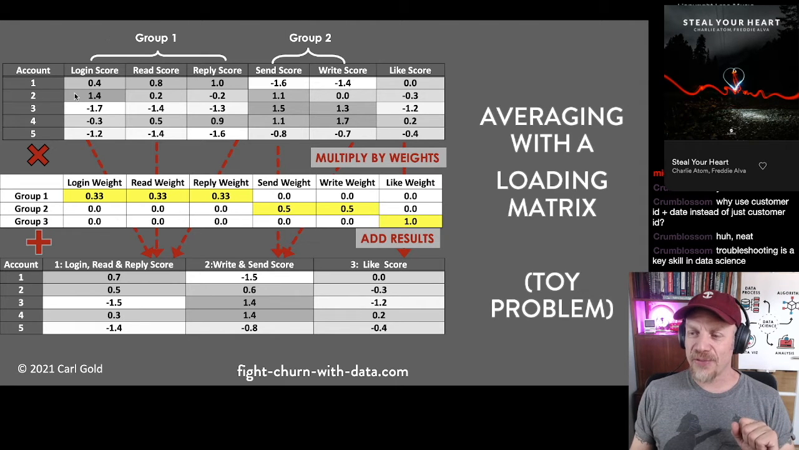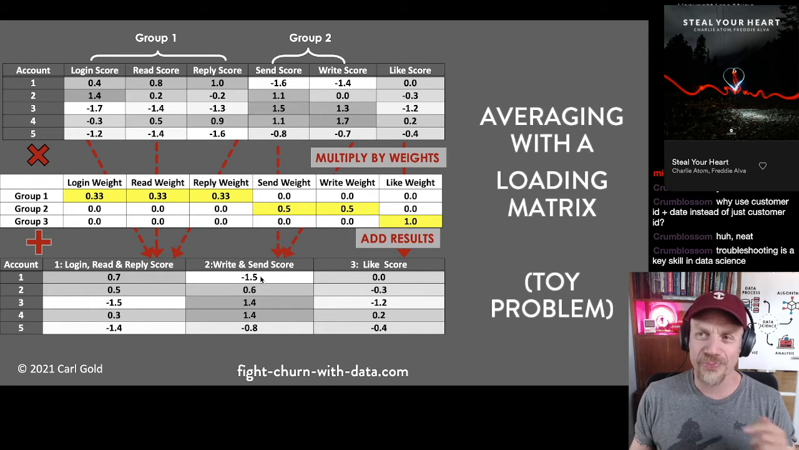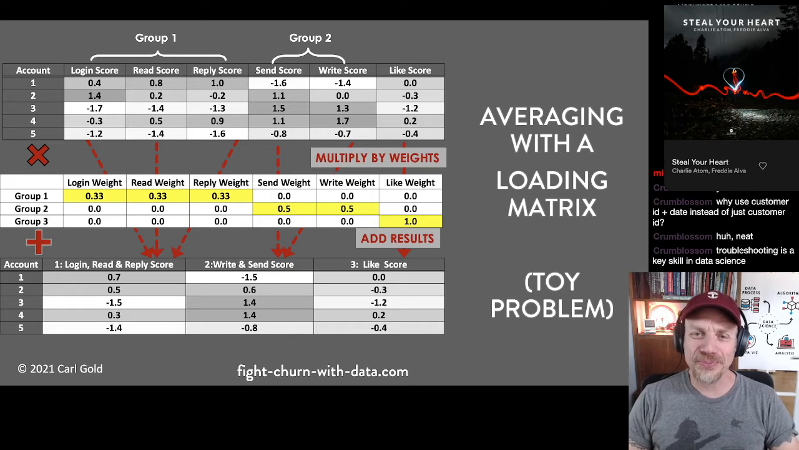So if we're going to group together these 3 metrics, what we do is average them by multiplying them all by 0.33 and then adding them up. So for this first customer, if we average together 0.4, 0.8, and 1, we'd get 0.7. And that would be like our score for these 3 metrics combined. Same trick here, but we're indicating the weights for the average on another line of the loading matrix. And in this case, because there's only 2 to average together, we use 0.5, 0.5. So here this customer 1 has minus 1.6, minus 1.4, they get minus 1.5. All right, so that's a quick walkthrough of averaging data together with a matrix.